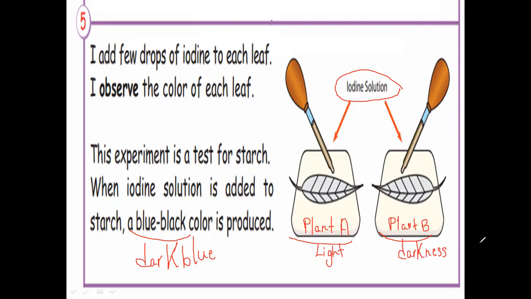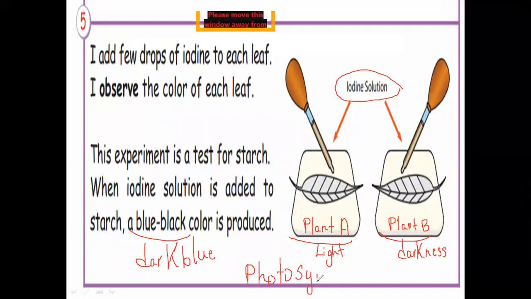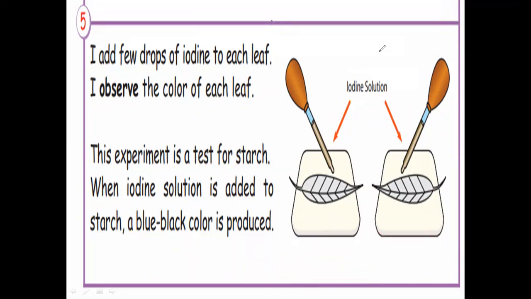Plant A is facing light. Why? Since it has light. And if we have light, which process do we have? Light, so we have the process of photosynthesis. This is the concept here. So the plant A will give the dark blue color due to the presence of light, while plant B that was placed in darkness, there is no dark blue color, there is no starch produced.